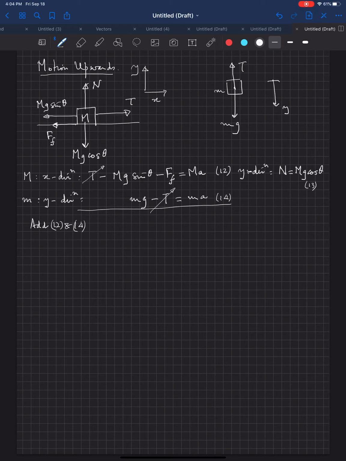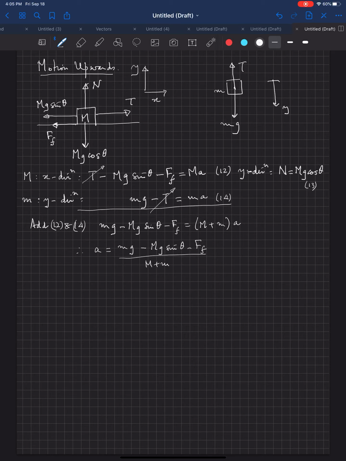Okay, and so if I add them up, I get there's an mg in the second equation, which is positive, then there's a minus mg sine theta minus an ff, and on the right hand side once again I get m plus small m times a, and therefore a equals mg minus mg sine theta minus ff divided by m plus m.